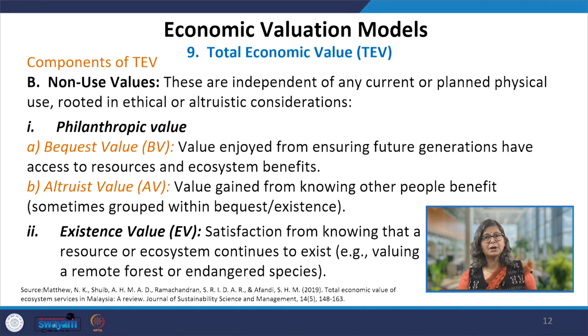ecosystem continues to exist. Suddenly, a particular species has been discovered in a certain forest. So that becomes an existence value, valuing a remote forest or endangered species. So that's the way the non-use values are being categorized.